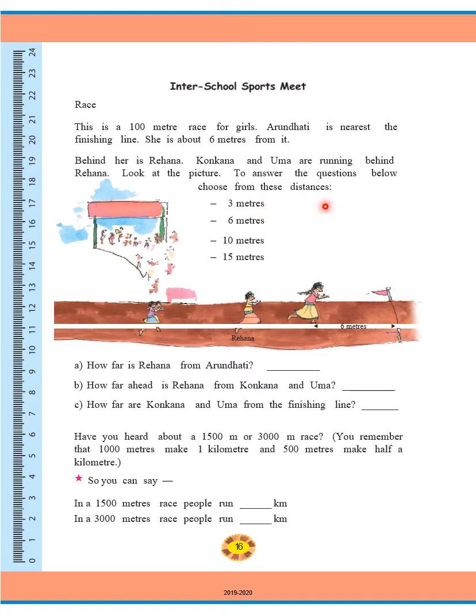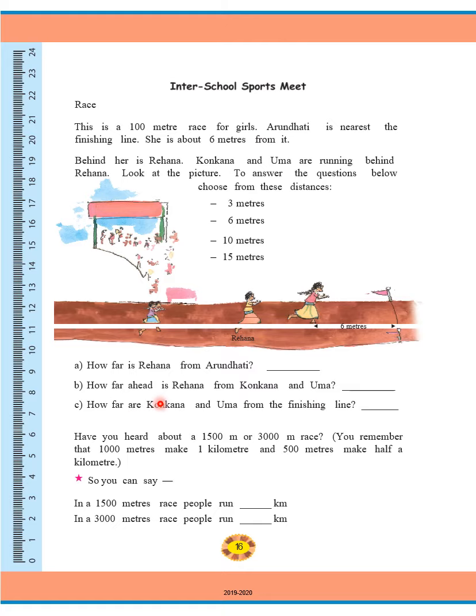Look at the pictures. To answer the questions below, choose from these distances: 3 meters, 6 meters, 10 meters, 15 meters. So the first question is, how far is Rihanna from Arundhati? So we have to find the distance between Rihanna and Arundhati. We see the distance between Rihanna and Arundhati is half the distance between Arundhati and the finishing line. So half of 6 meters is 3 meters.